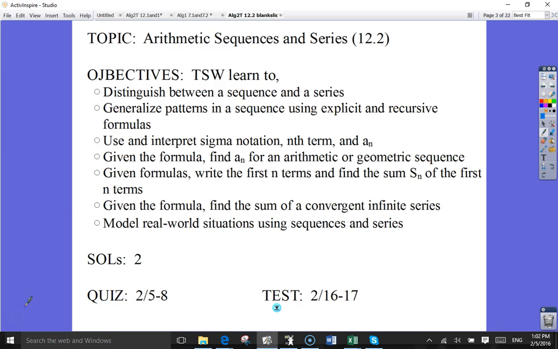Now, everybody should have a formula sheet, the Algebra 2 SOL formula sheet. You'll notice on the bottom here, it's all about arithmetic and geometric sequences and series. So they give you formulas for everything you need to do for this stuff. Today we're going to be doing all the formulas under arithmetic. We'll see what they do for us and how to do them in practice.